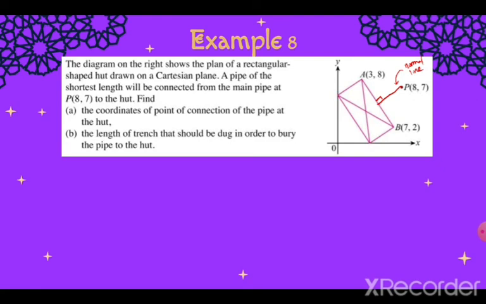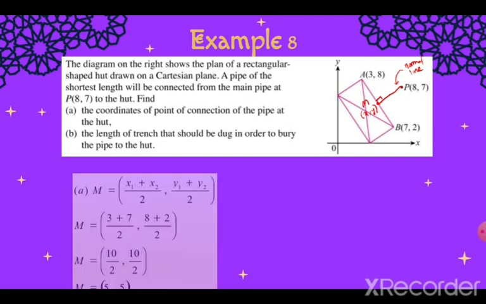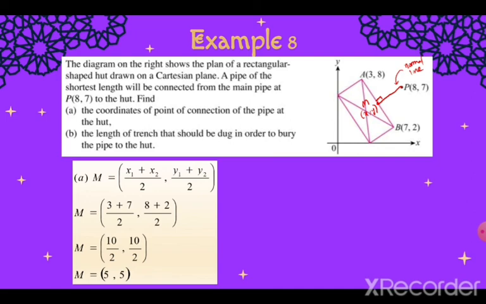Okay, let's look at A. Find the coordinates of the point of connection of the pipe at the height. So we need to find here. Basically we are talking about the midpoint. When we talk about midpoint, x1 plus x2 over 2, y1 plus y2 over 2. So just substitute all the values for A and B in the formula. So we can say that our midpoint M is coordinate 5, 5.